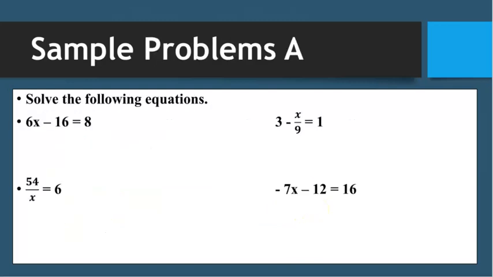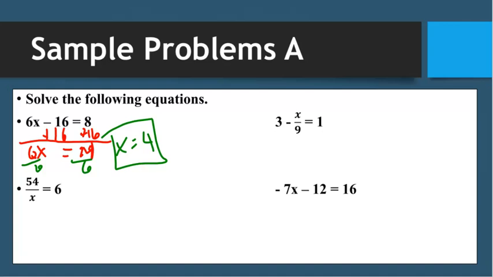Next, solve the following equations. Again, here I need to do the opposite of subtracting 16, which is adding 16. I'm doing that on both sides, and I'm left with 6x equaling 24. And the opposite of multiplying by 6 is dividing by 6, so I do that on both sides. x is going to equal 24 divided by 6, which gives us 4.